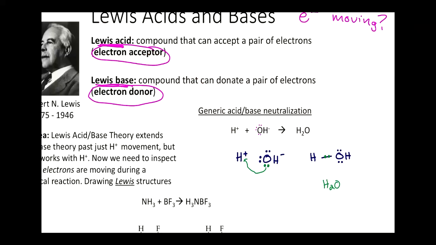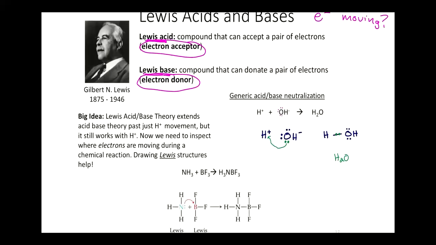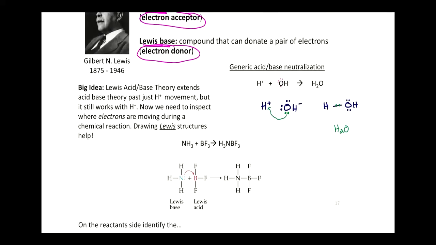So the great thing about Lewis acid-base theory is now we can actually expand. It's the most general of all of the acid-base theories because an electron acceptor doesn't have to be H+ anymore. It can be something else. As long as the substance is accepting electrons, it can be a Lewis acid.